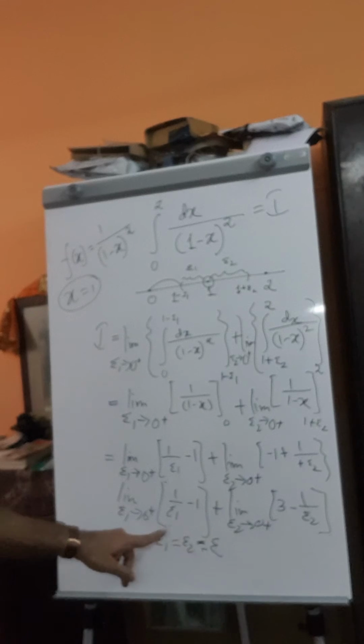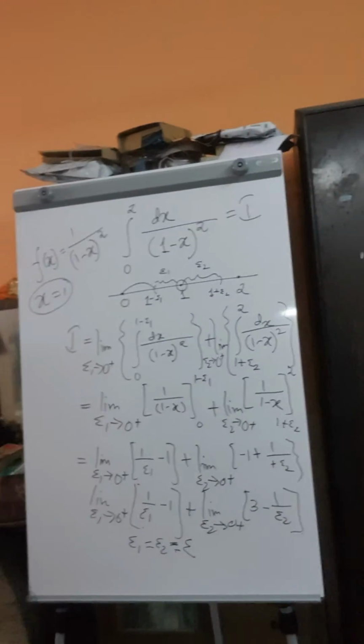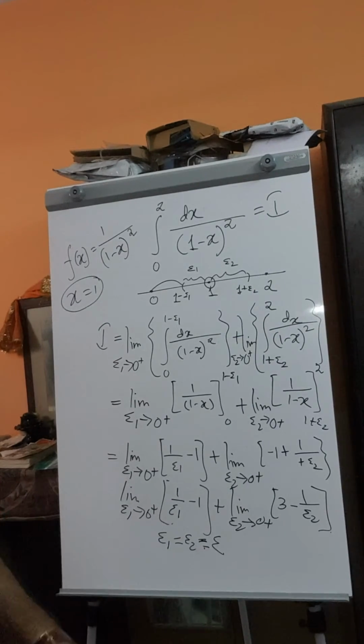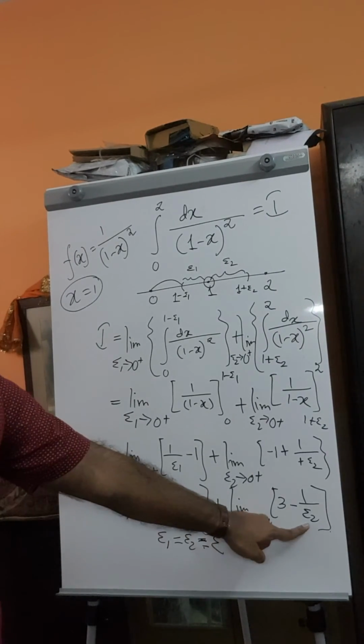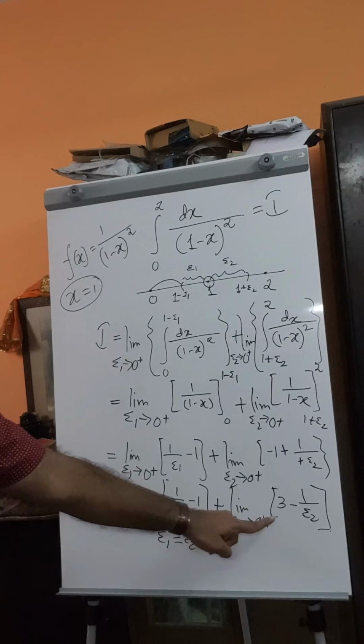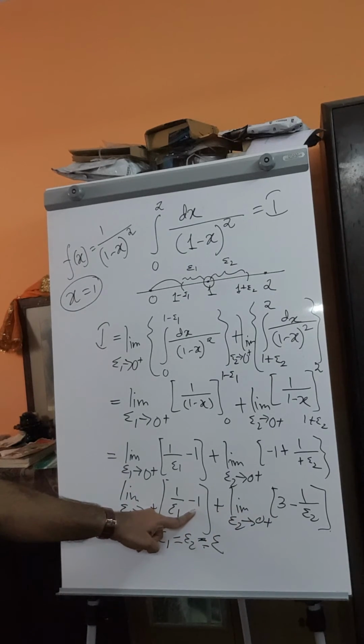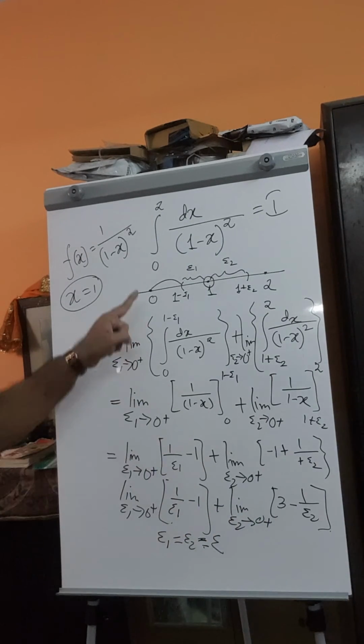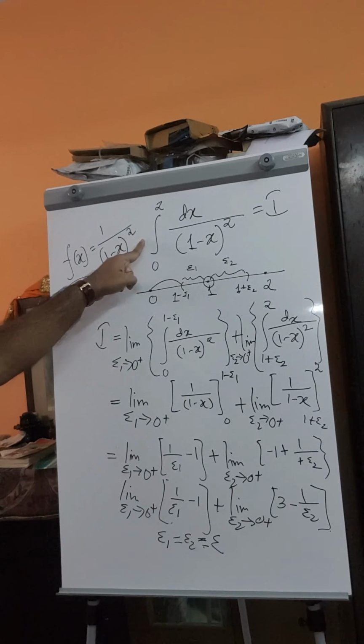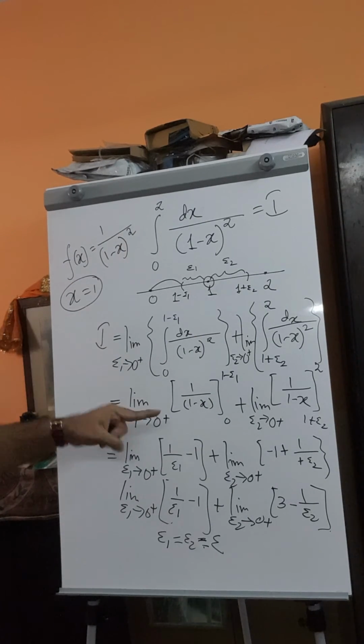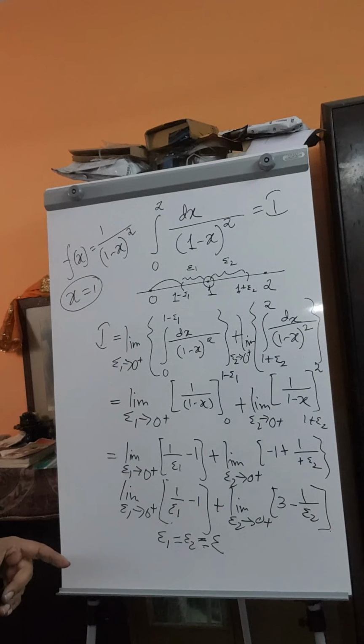Then you see plus 1 by epsilon and minus 1 by epsilon get cancelled. Then the answer becomes 3 minus 1, which is 2, which is finite. So then this improper integral exists. So that value is then referred to as the Cauchy principal value of the improper integral.